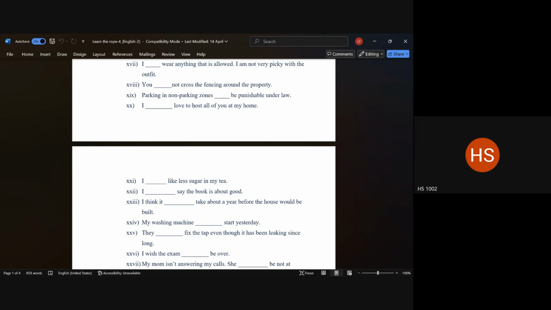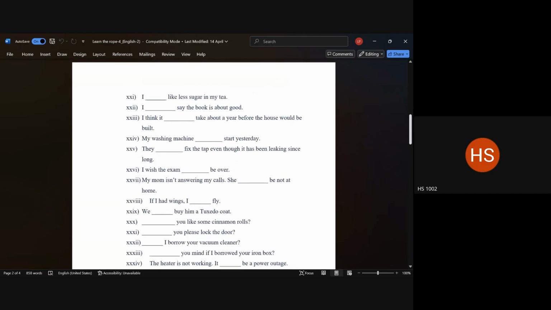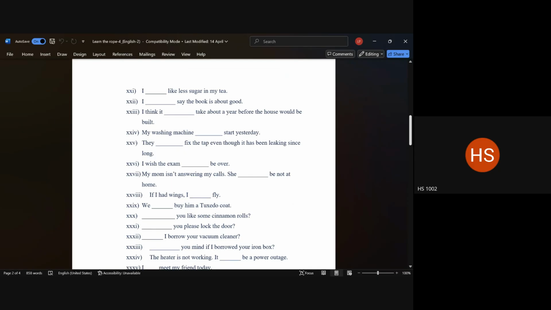Then it is: I like less sugar in my tea. I would like less sugar in my tea. So preferences, right? Likes and dislikes. When you're talking about preferences, likes and dislikes, the most commonly used word would be "would." I would like less sugar in my tea. Then: I say the book is about good. Again, preferences and likes and dislikes. I would say the book is about food.